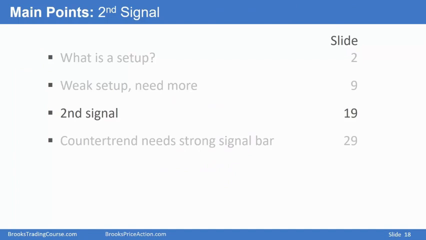Now, I also want to talk about second signals. Sometimes the context is good enough for a trade, but the signal bar is not strong enough, or maybe the context is not quite good enough. In that case, a lot of times it's better to wait to see if there's a second signal.